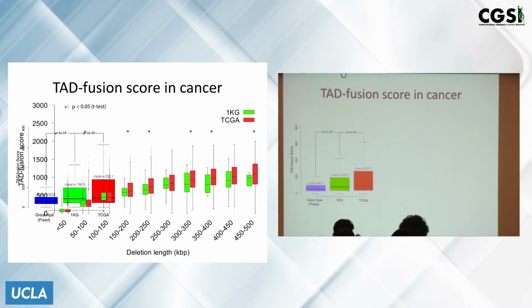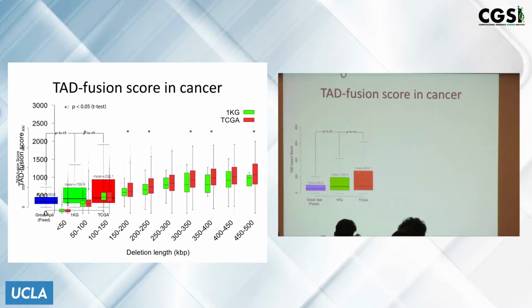Okay. Finally, we looked at the great ape data. We looked at the 1KG data, and we compared the TAD fusion score for deletions between them. And the 1KG deletions had a higher TAD fusion score than fixed deletions in great ape. That's something we expected because we believe these are old, because they're fixed in great ape, versus some things that you see in 1KG data. But then we looked at the TCGA deletions that are in cancer patients.